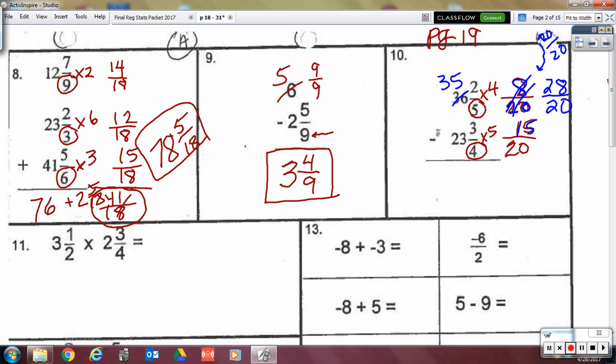Okay? Now I can subtract. 28 minus 15, 13/20ths. And 35, is it 12? And 13/20ths. Okay. So let's review those three. Adding and subtracting fractions, you needed common denominators. And then we addressed how to borrow and make a whole number common denominator fraction.